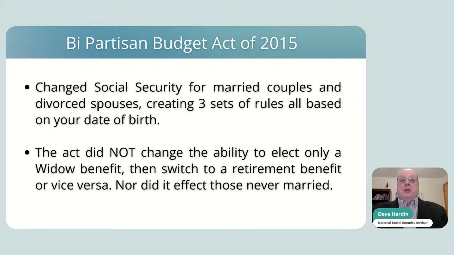It changed your ability to go in and file a claim and suspend that claim, say at 62, and then have your spouse come in literally the next day and file a claim for spousal benefits based on you. And then collect those spousal benefits while your benefit grew, all the way to full retirement age, all the way to 70 if you wanted. It allowed them to collect that extra benefit while their benefit was growing. This has all been taken away.